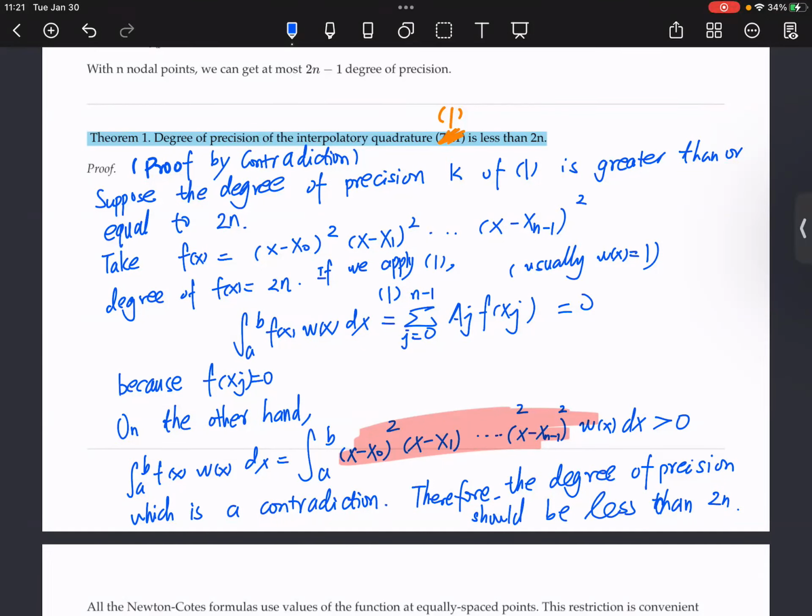So for example, j equals 0, and we get x0. If we substitute this value into the function, you get (x0 - x0)^2, (x0 - x1)^2, and (x0 - x_{n-1})^2. And then you'll find out that this one is 0, right?